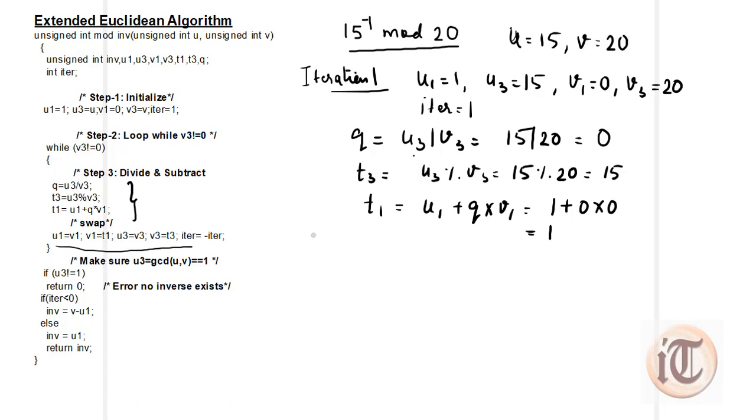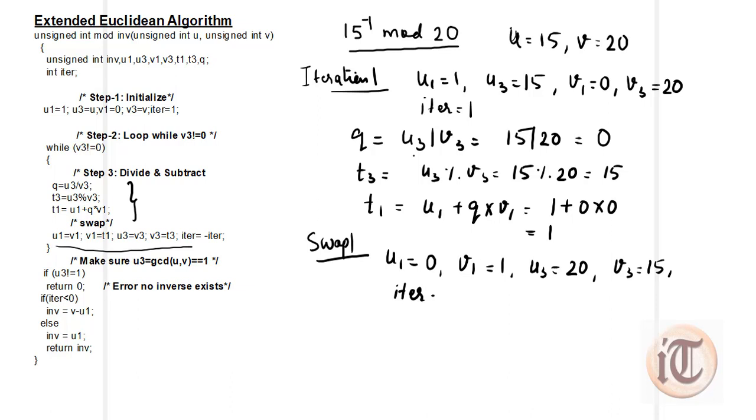Now after step 3, that is divide and subtract, we have to swap all these values. According to swap 1, u1 becomes v1. What is the value of v1 right now? v1 is 0, so u1 equals 0. Then v1 is swapped with t1. The value of t1 is 1, so v1 becomes 1. Then u3 is swapped with the v3 value. v3 is 20 here, so u3 becomes 20. Then v3 is swapped with t3. The calculated value of t3 is 15, so this becomes v3, and the iteration value changes sign. Right now the iteration value is 1, so it becomes iteration equals minus 1.